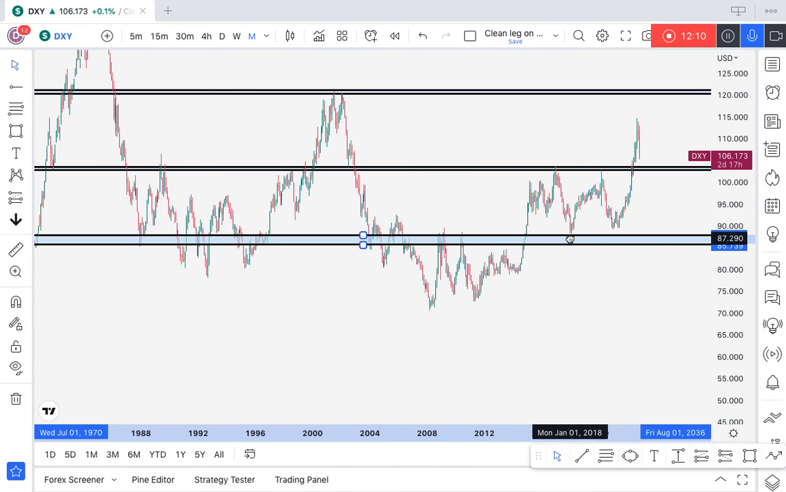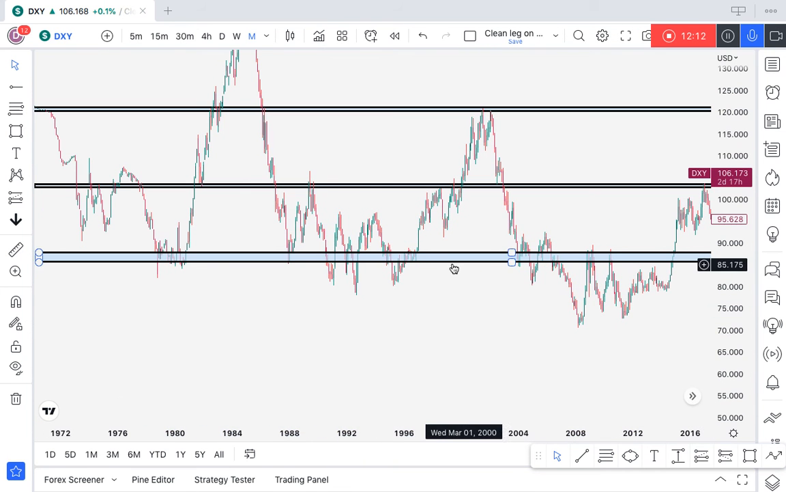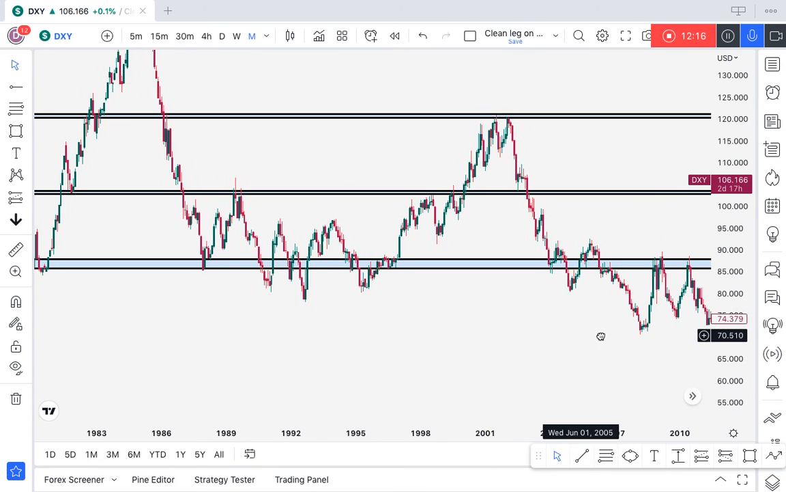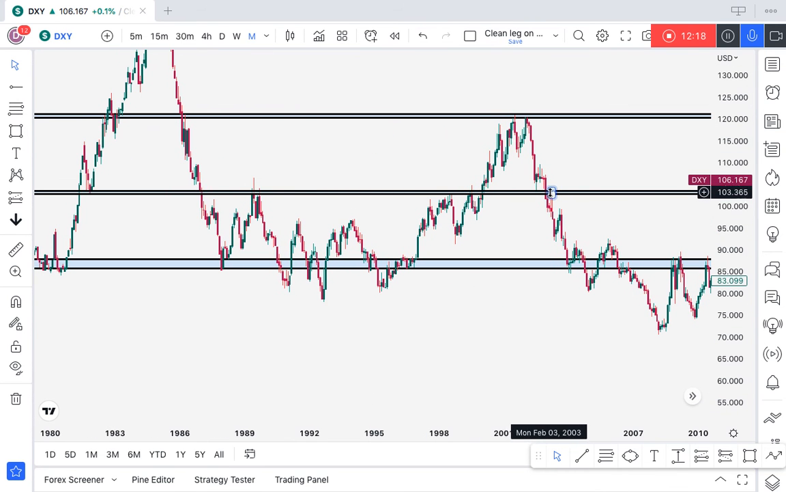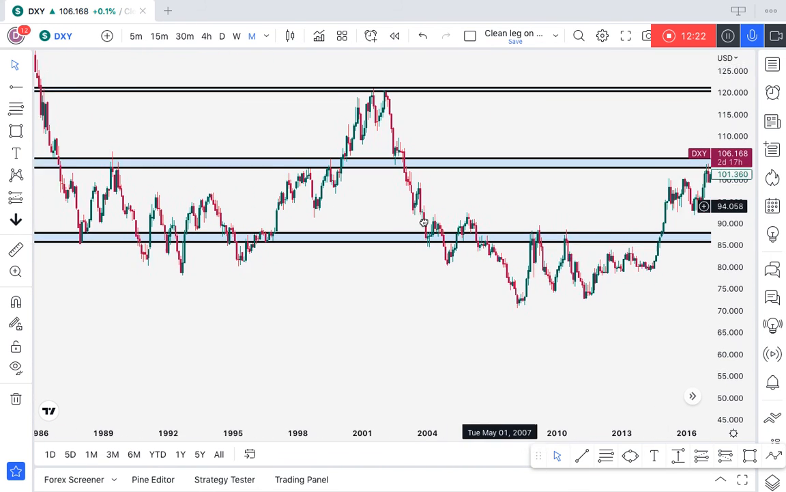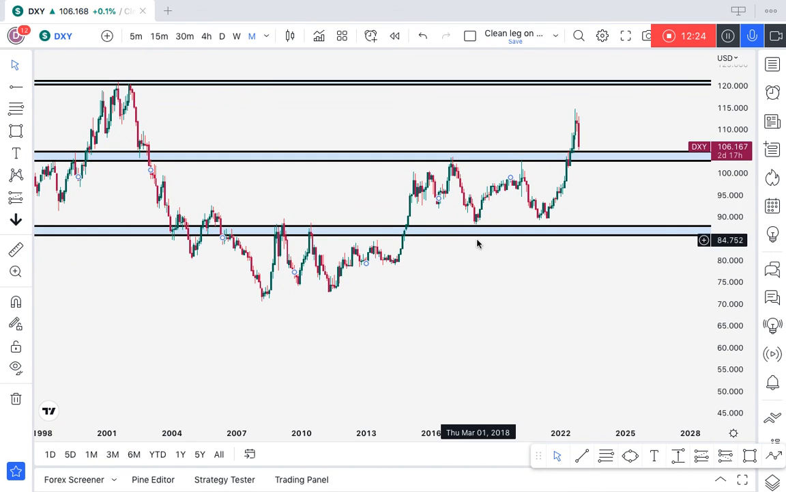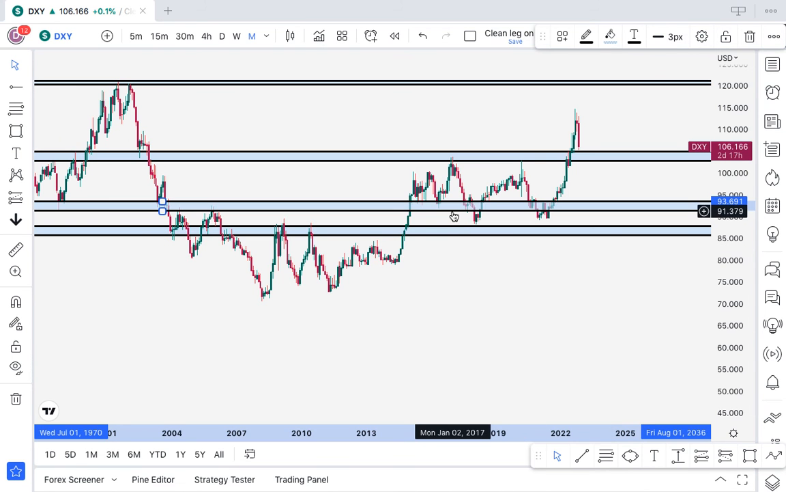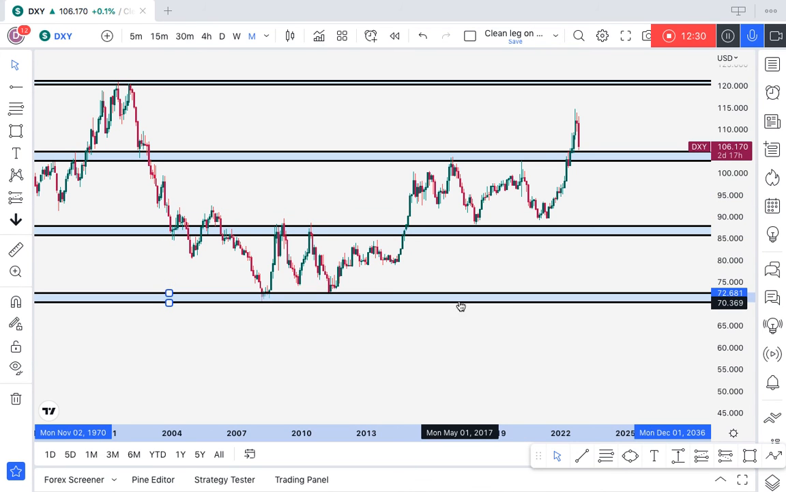So I like to put my key level on the close of the candle, not the wick. On the close of the candlestick. So I'm just going to adjust a bit. So I have something that looks like this. Then I will now go ahead and clone this guy and put it right here.